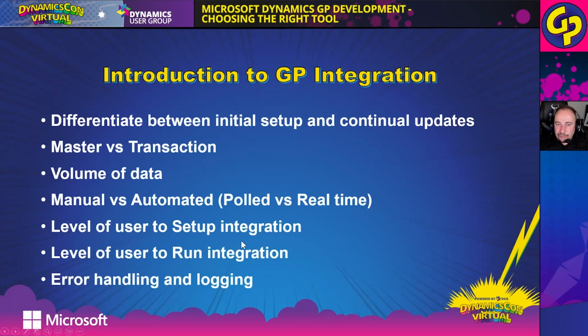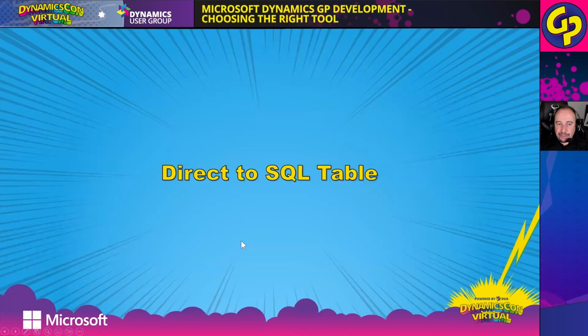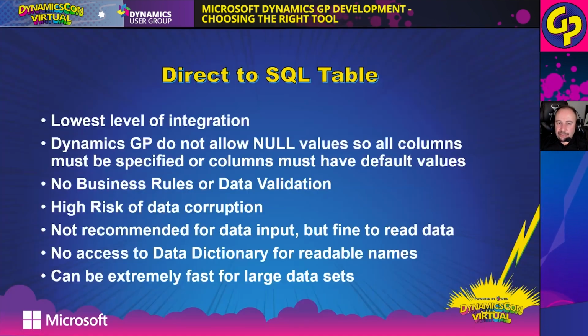So some of the ways that you can integrate. I'm going to put this one in here: you can go direct to SQL tables. However, this is the lowest level of integration, and it has no business rules validation, which means that you basically have a very high risk of corruption. The other thing to note is that GP itself does not allow null values in its tables, so you'll have to make sure that you either specify all of the columns or that the columns have default values by using the bind defaults functionality.